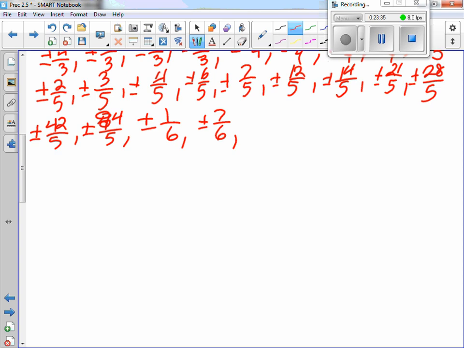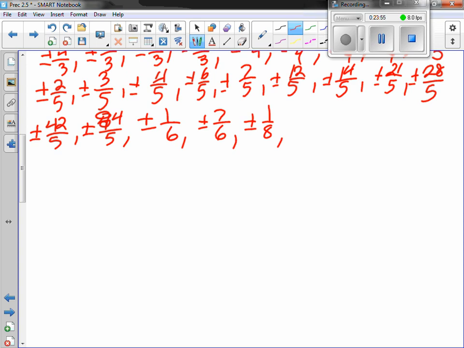14/3. So we have that. 42 over 6 is 8, I believe. 42. Actually 7. That's 7, that reduces wholly. 84 will reduce all the way. So we're done with 6.